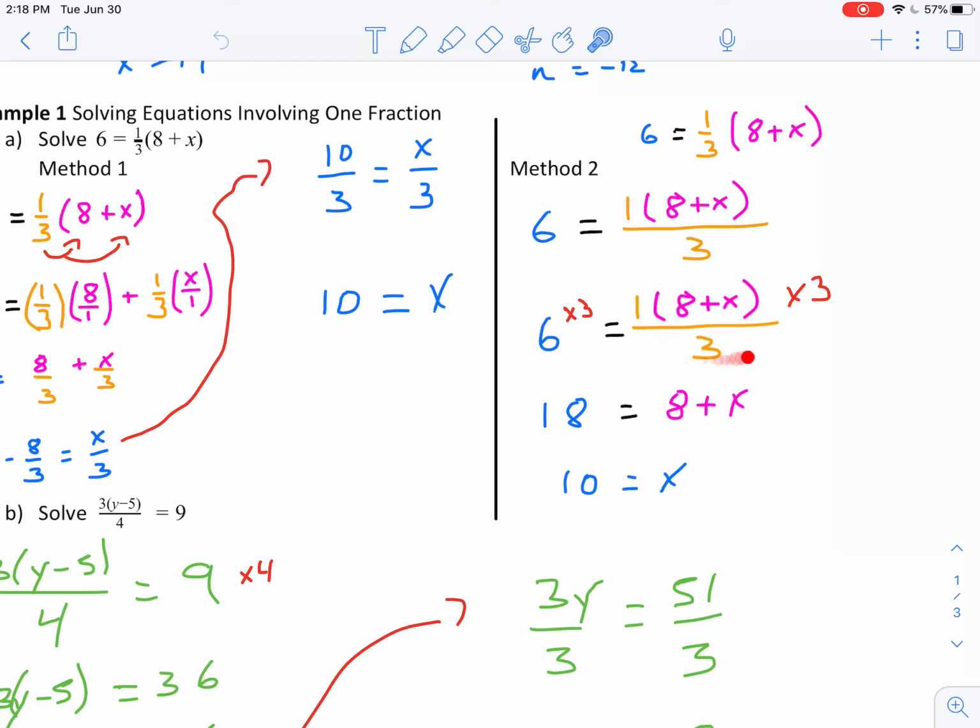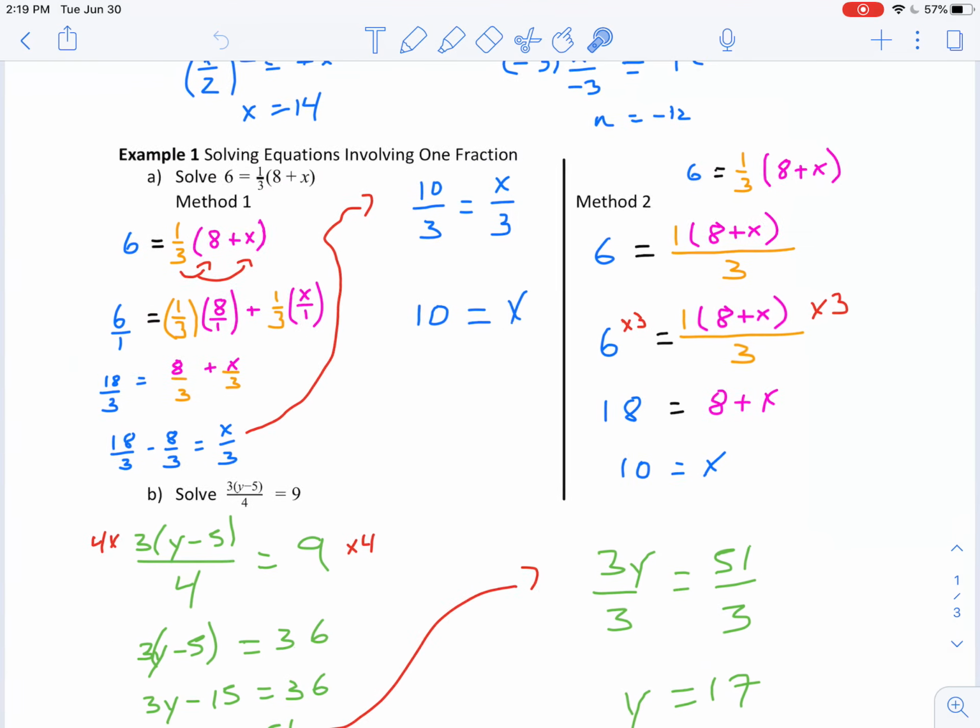So if I multiply the right side by 3, I must multiply the left side by 3, right? This is the whole balancing thing we were talking about, right? What you do to one side, you have to do to the other in order for the equation to remain balanced. Once you multiply 3 on the right side, that becomes eliminated, so now you're left with 8 plus x is equal to 18, and then we can go ahead and solve for x, in which case we get the same answer as method 1, which would be 10 is equal to x.